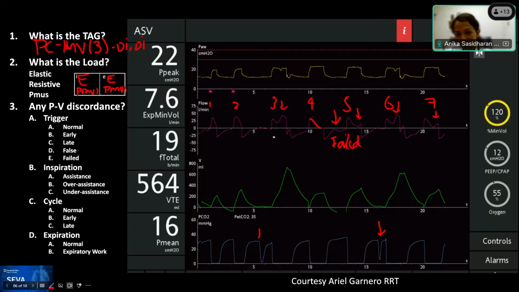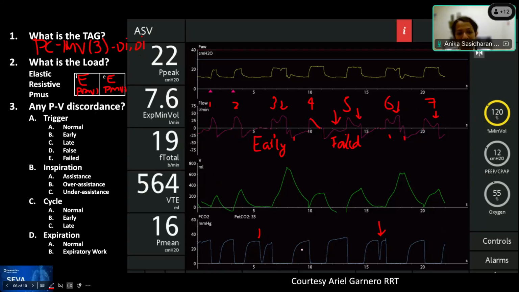So if we were drawing the PMUS out, it didn't start before the breath here. It started somewhere around here, ended over here for this breath, somewhere here, and maybe ended here for this breath. And then we can see it starting over here as well. So yeah, most of our breaths have an early trigger. Anything else on trigger? Probably not. Moving on to inspiration.